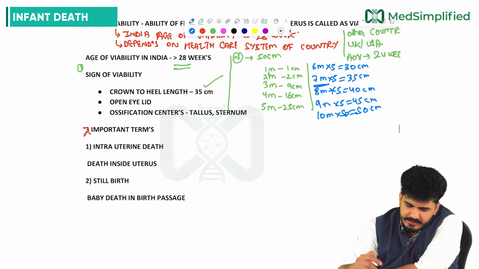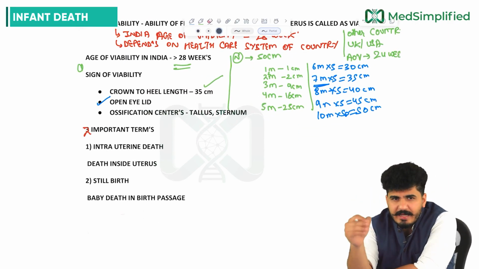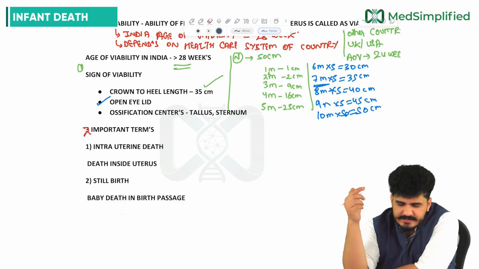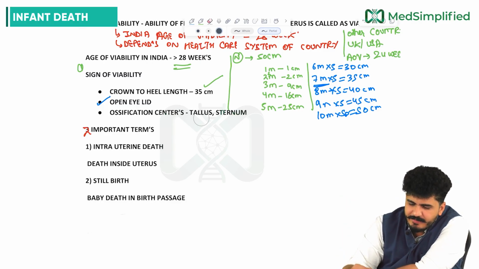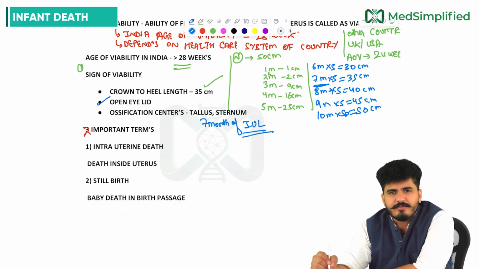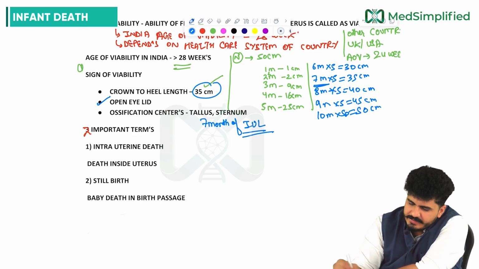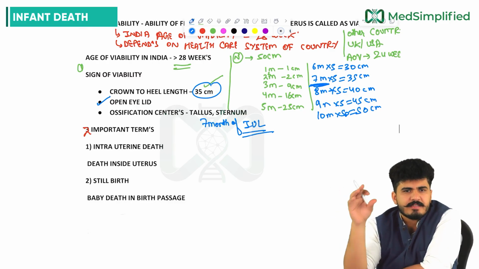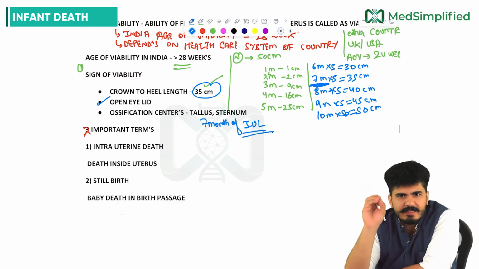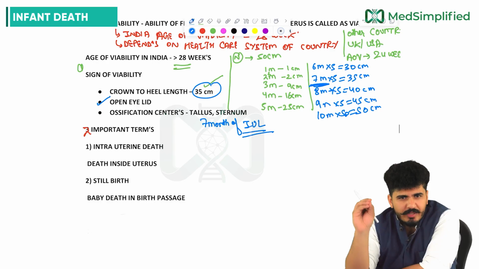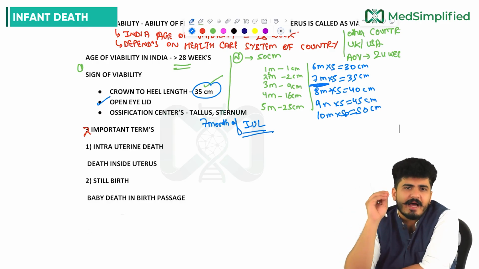Other than that, open eyelids, crown to heel length of 35 centimeters. Then ossification centers like the sternum and talus. We all know the sternum and talus develop at 7 months of intrauterine life. Crown to heel length of 35 centimeters is also seen at 7 months of intrauterine life. So 7 months is very important. If the ossification centers, talus and sternum, are there, that means they have developed at 7 months of intrauterine life. Crown to heel length is 35 centimeters and the eyes are open.